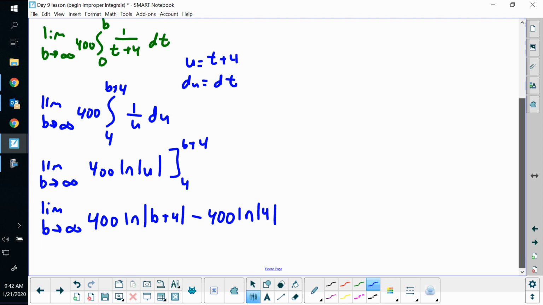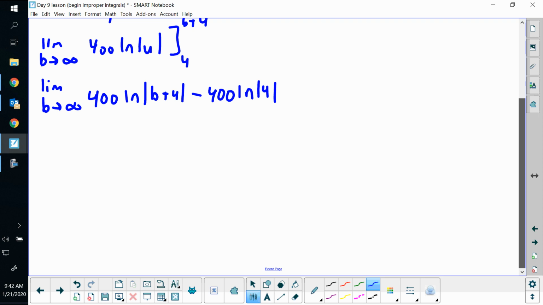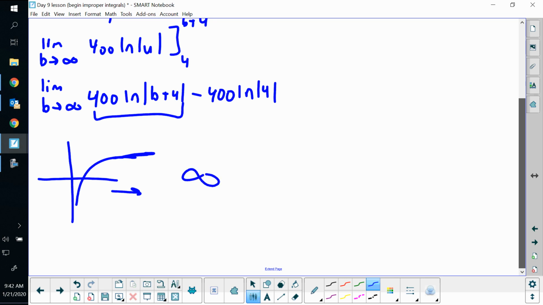And now we'll evaluate our limit. As b goes to infinity, the inside of our natural log is going to become enormous. So we need to be comfortable with what a natural log graph looks like. As b goes to infinity, it's going to grow slowly, but that natural log is going to keep growing. So therefore, this value is going to approach infinity. If that first one's going to infinity, it doesn't matter what we're subtracting off. That's going to grow without bound. So this will go to infinity, and because it's not a finite number, we would say it diverges.